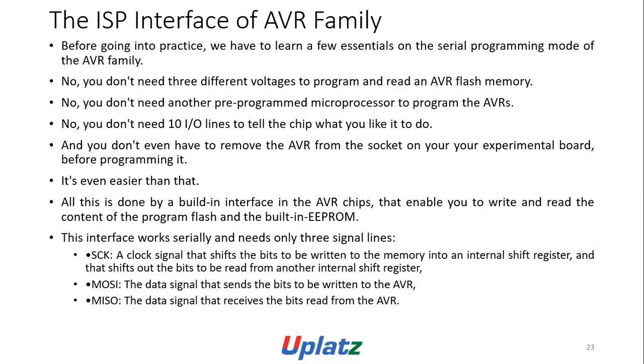All this is done by a built-in interface in the AVR chips that enables you to write and read the content of the program flash and the built-in EEPROM. This interface works serially and needs only 3 signal lines. SCK, a clock signal that ships the bits to write into the memory into an internal shift register, and that ships out the bits to read from another internal shift register. MOSI, the data signal that sends the bits to write to the AVR. MISO, the data signal that receives the bits read from the AVR.